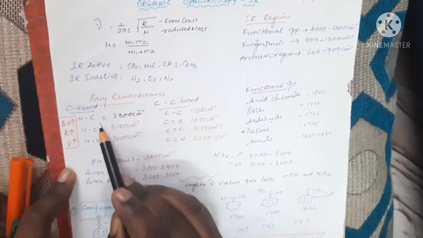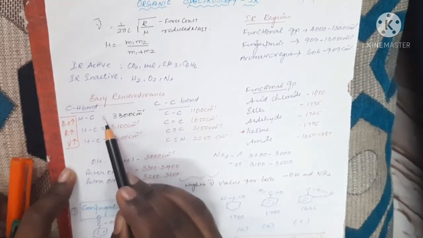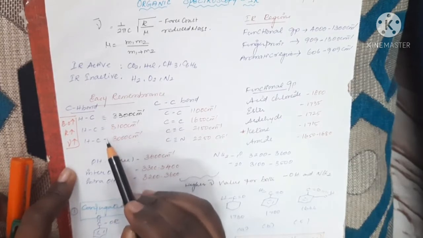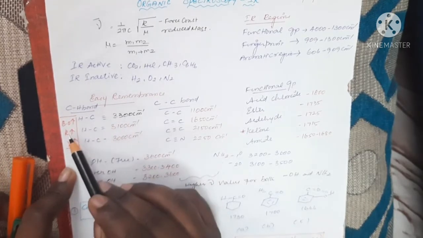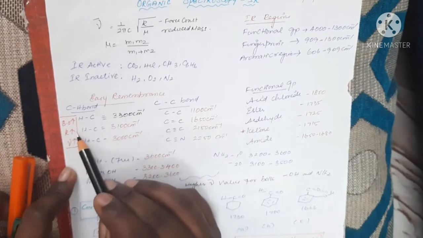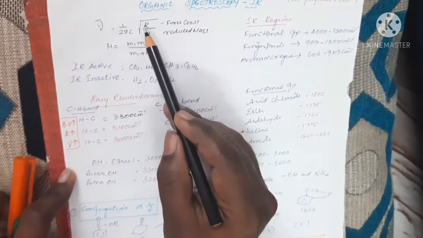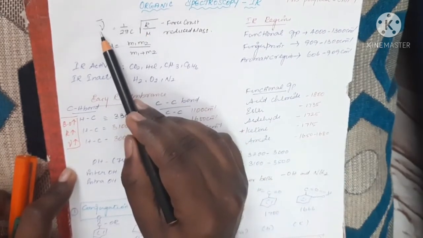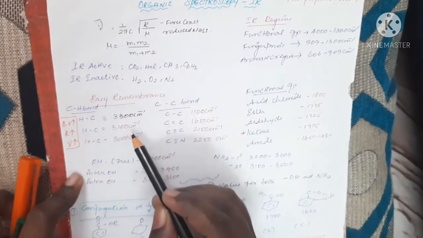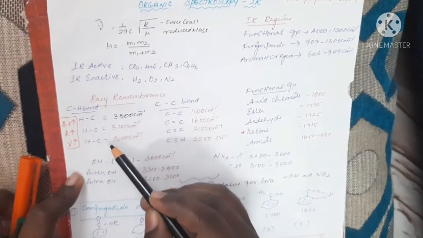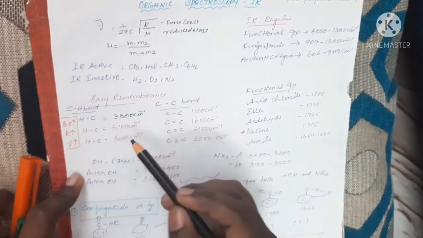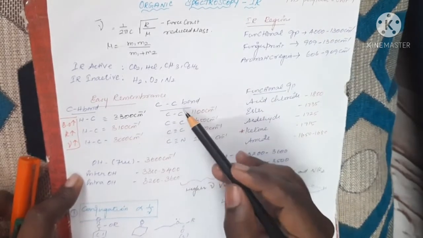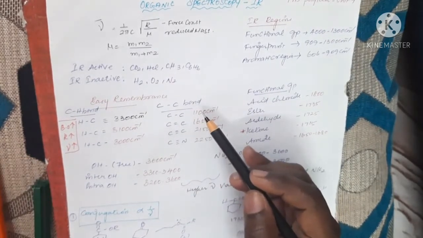For the triple bond, the bond order is higher compared with the other two. If bond order increases, then K increases, and if K increases, automatically nu bar increases. That is the reason you get a higher value going from single bond to triple bond. The same is applicable to the CC bond also.